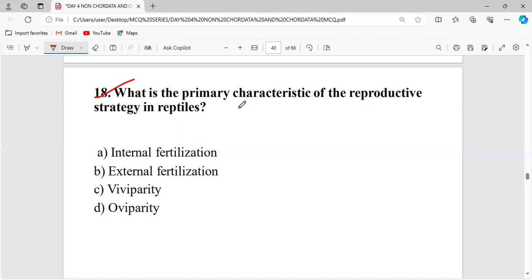Now answer for this question. The primary character of the reproductive strategy in reptiles: whether it is internal fertilization or external fertilization, viviparity or oviparity. I hope you all know the meaning of all these technical words.